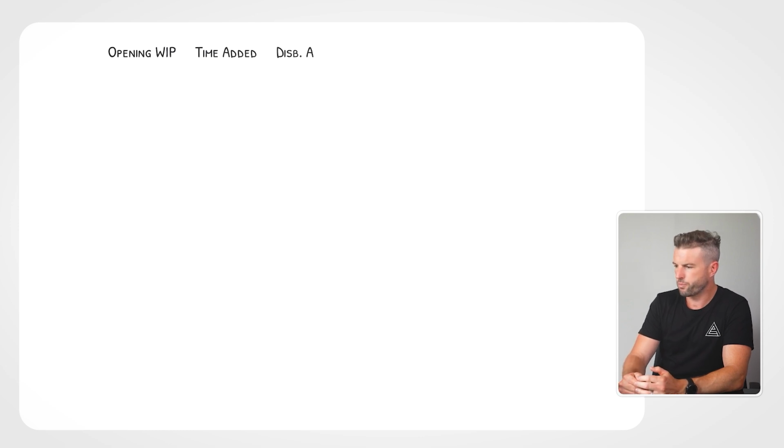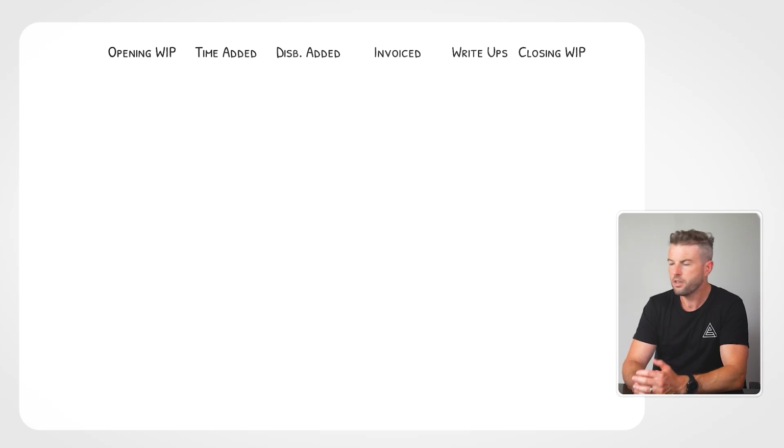Cool, so we're familiar with the WIP equation, which is opening WIP, time added, disbursements added, invoiced, net write-ups, and closing WIP. So we just add all of those rows together. Invoices are negative because they reduce work in progress. So if we add them all together, we get our closing WIP.